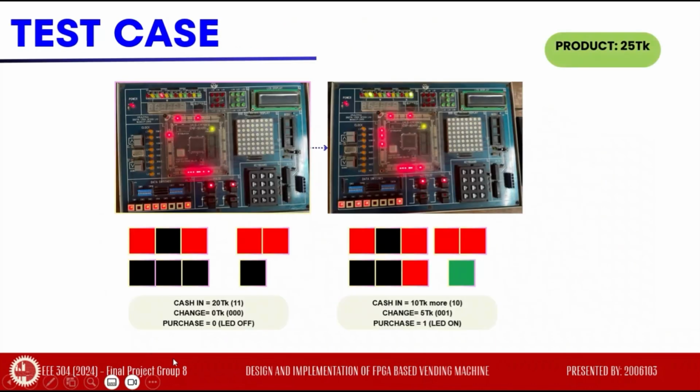Then we observed a test case for a 25 taka product. Firstly, we gave 20 taka. The vending machine would not dispense any product because enough money was not inserted. Then we put in 10 taka again. Now it has enough money, a total of 30 taka, to buy a 25 taka product. And now it is showing the purchase is successful with a 5 taka cash return.